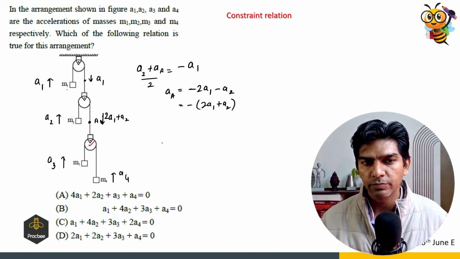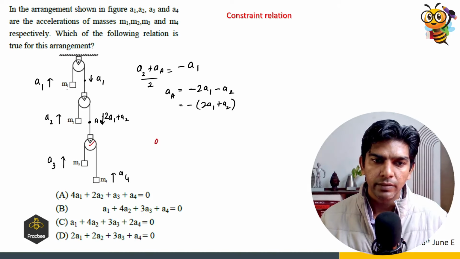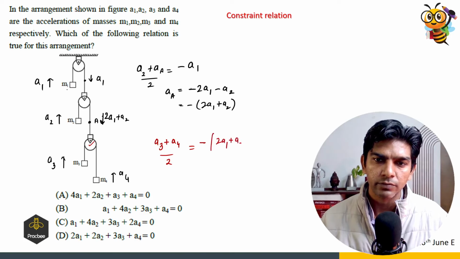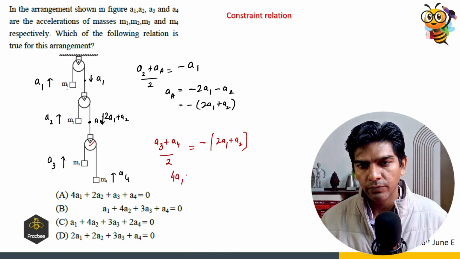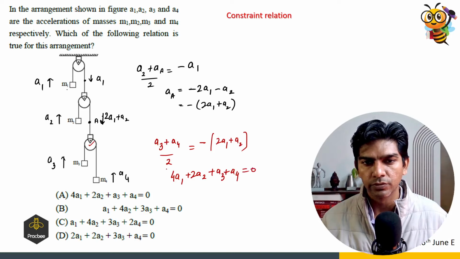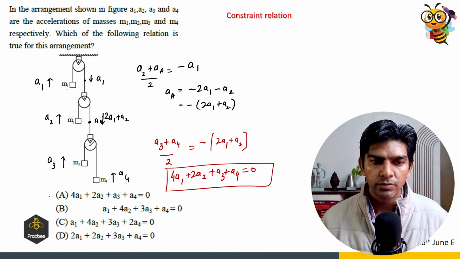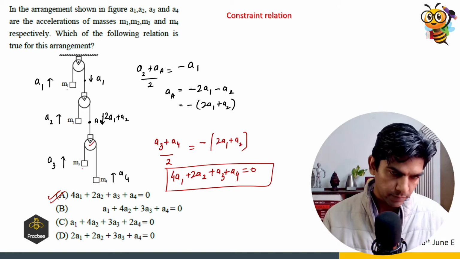Let us take upward as positive. So it will be a3 plus a4 by 2 equals minus of 2a1 plus a2. So from this we can say 4 times a1 plus 2 times a2 plus a3 plus a4 must be 0, right? So option A is the right answer.